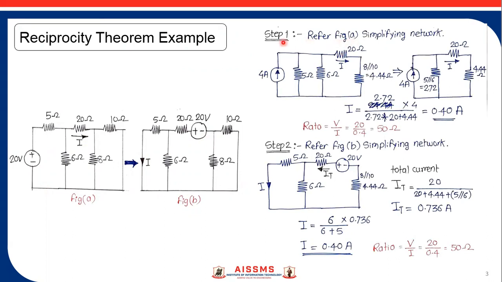Step one, refer to figure A and simplify the network. 10 and 8 are parallel, so the parallel combination is 4.44. 20 and 4.44 are in series, so we are applying the current division rule here. Here is the 20 and 5 voltage source. I convert this voltage source into a current source, so 4 ampere and 5 ohm.